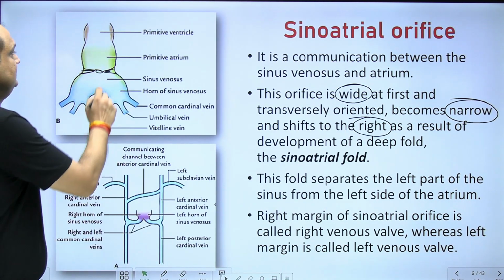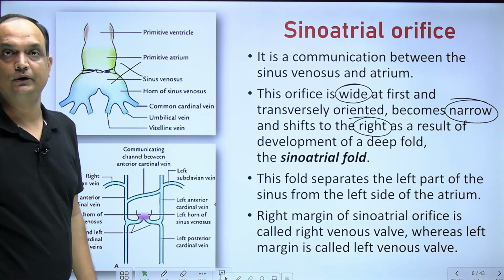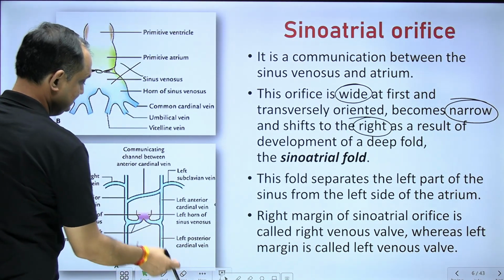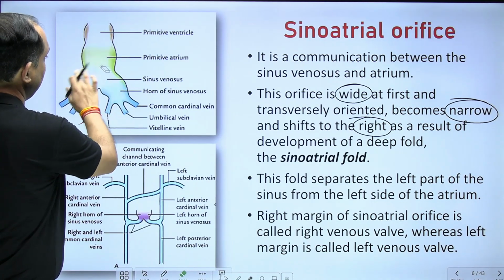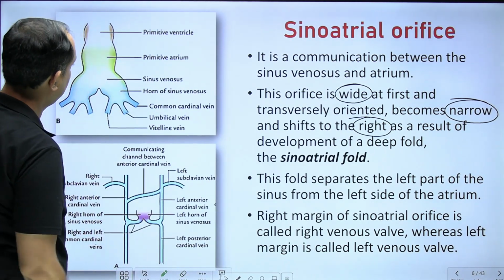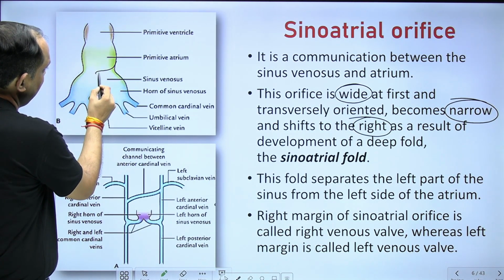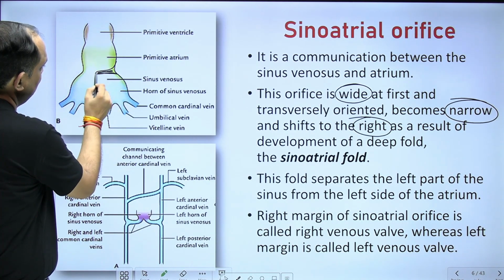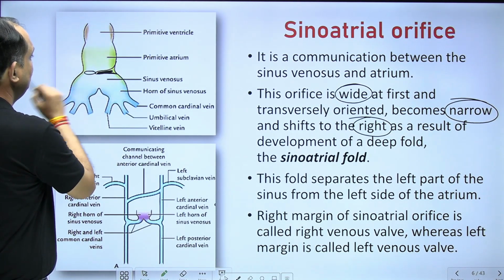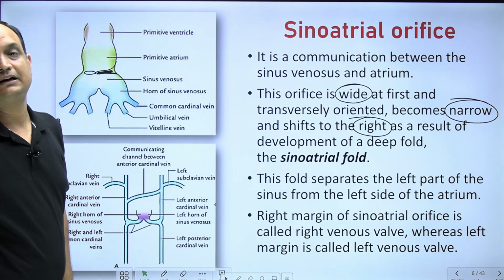Clear? But this is not the pattern of narrowing. That's why I am saying that this is important to understand the narrowing. Now when we are talking about the narrowing, what will happen? There is a formation of a fold from the left side, and this left side fold shifts this opening to one side of the canal, that is the right side.